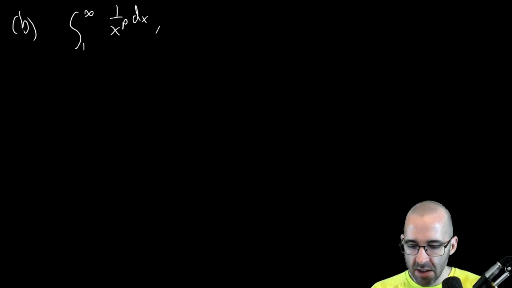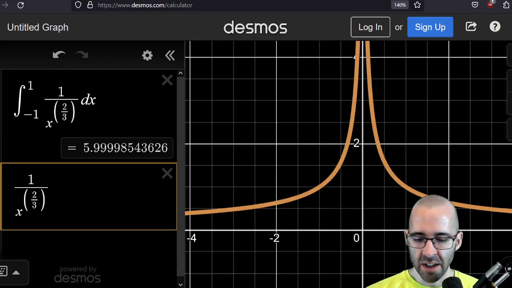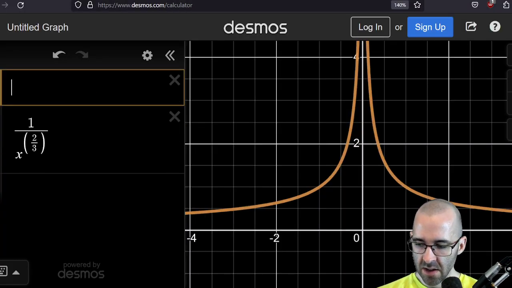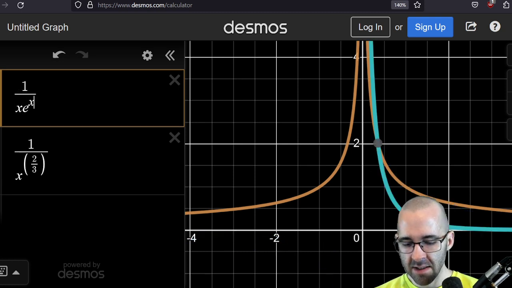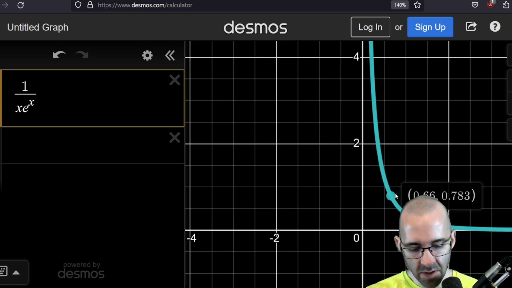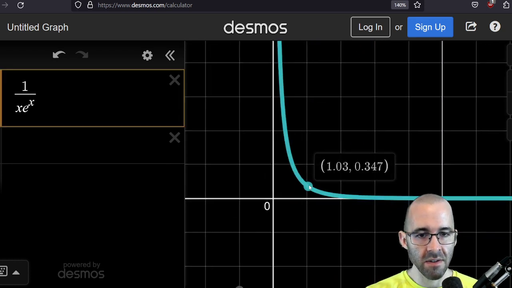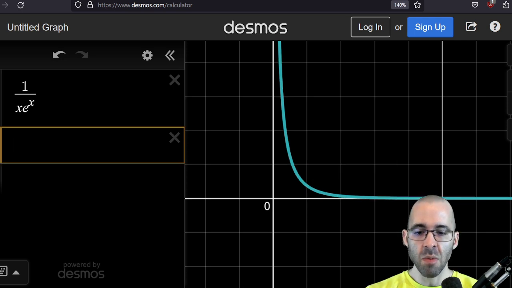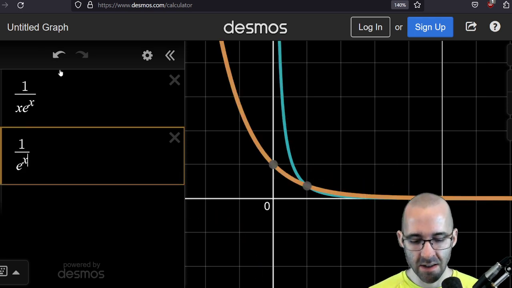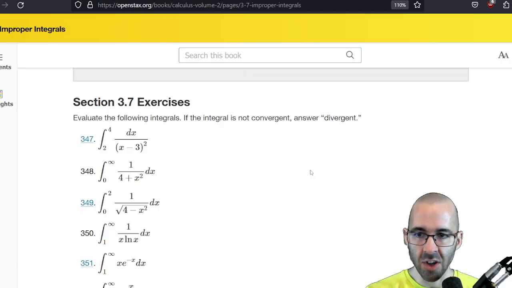The integral from 1 to infinity of 1 over x to the p dx, p is less than 1. And again, before I go any further, I do want to just graphically look at this last problem that we just did. Right, 1 over x e to the x. We're looking at the area under this curve from 1 to infinity, to the right of this area under the curve. We said it converged. We said it's smaller than 1 over e to the x. Now notice that that's only smaller than this orange guy. Here, let me show you what their colors are.